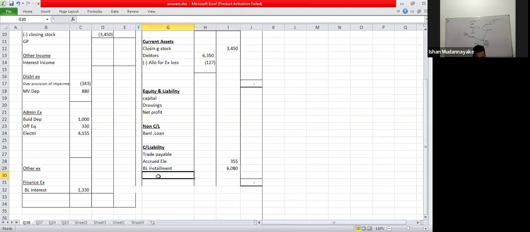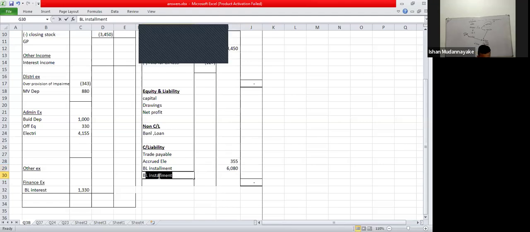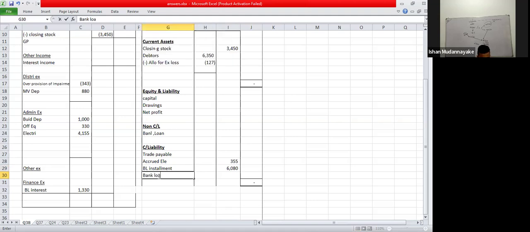Here, within the bank loan bucket, how much is the current liability? 4,750.